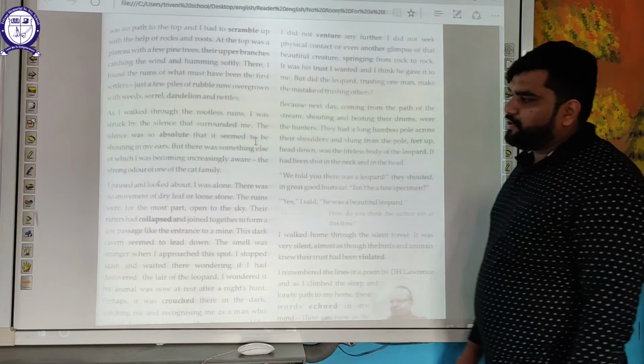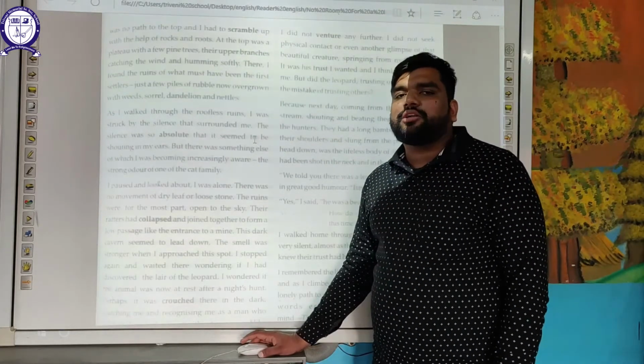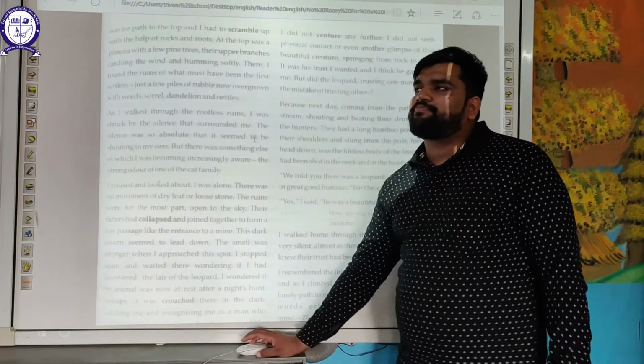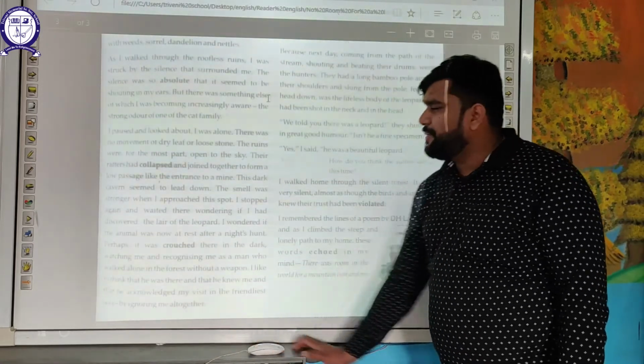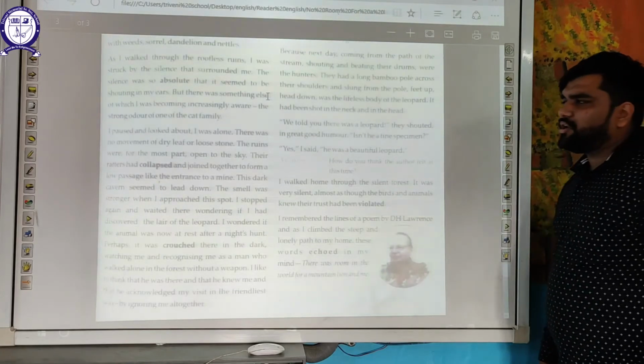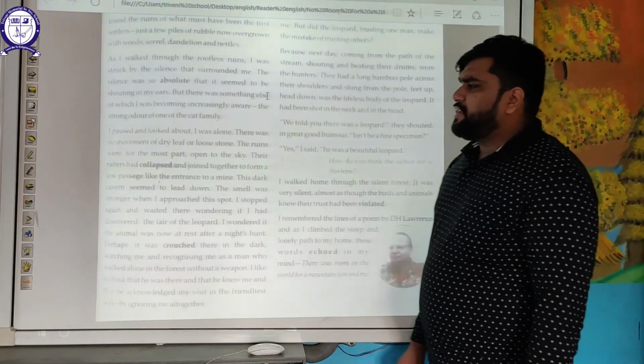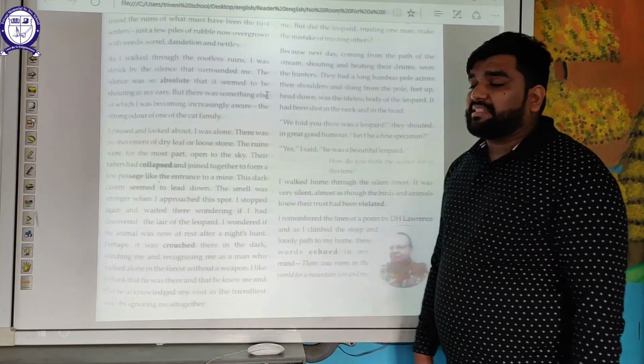But there was something else of which he was becoming increasingly aware: the strong odor of one of the cat family. He was very much aware of the smell of the cat family now. He paused and looked about, but he was all alone. There was no movement of dry leaf or loose stone. There was nothing like that.